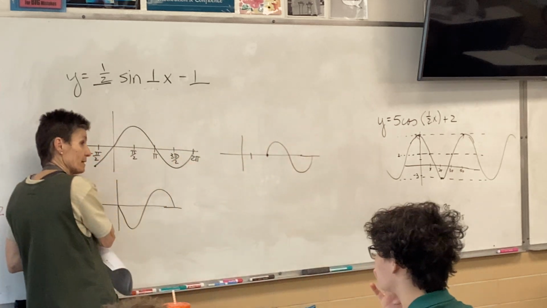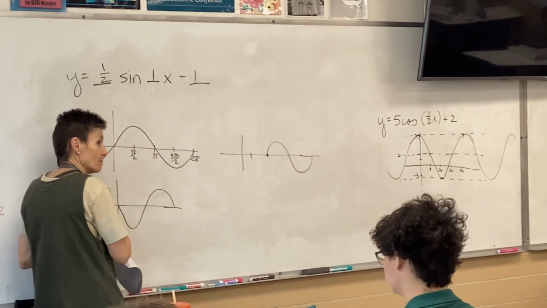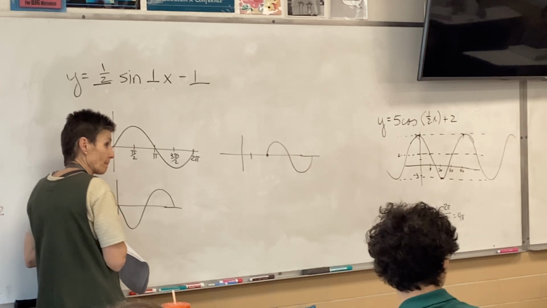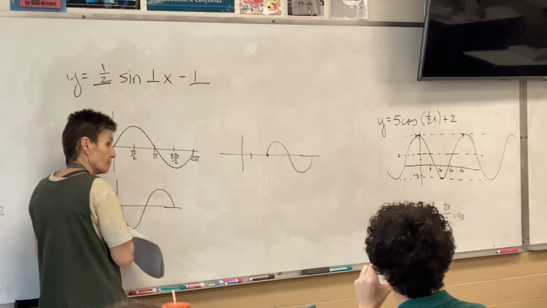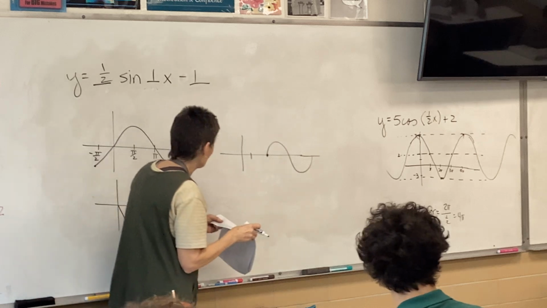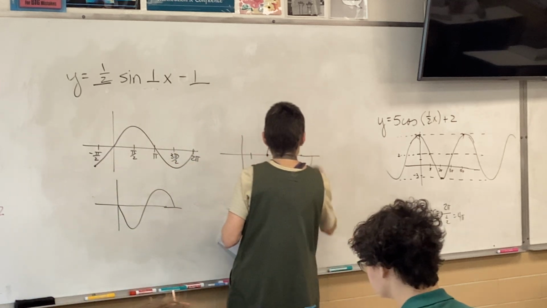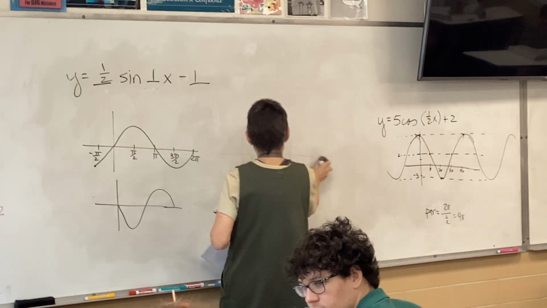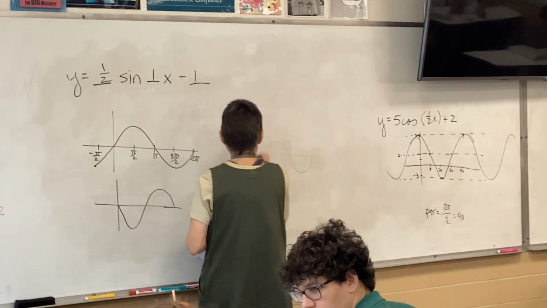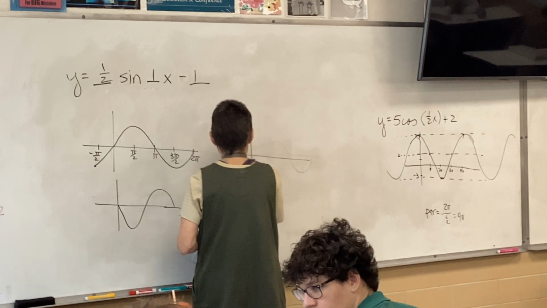The x's can be negative. The period's positive, so the x's can be negative. You're graphing both ways. I think I wrote something wrong. You alright, Dexter? What did you get? Hold on.